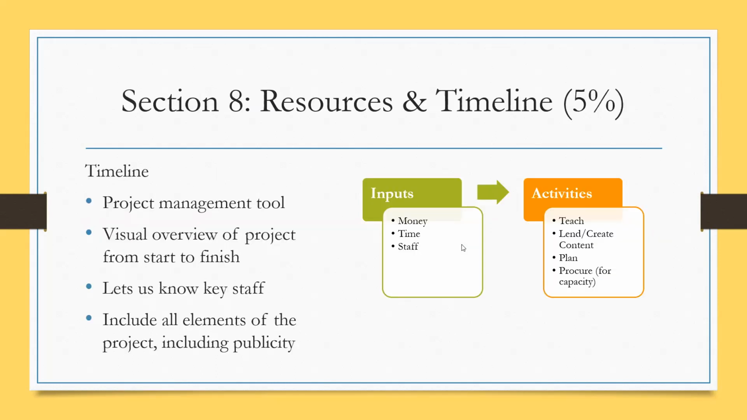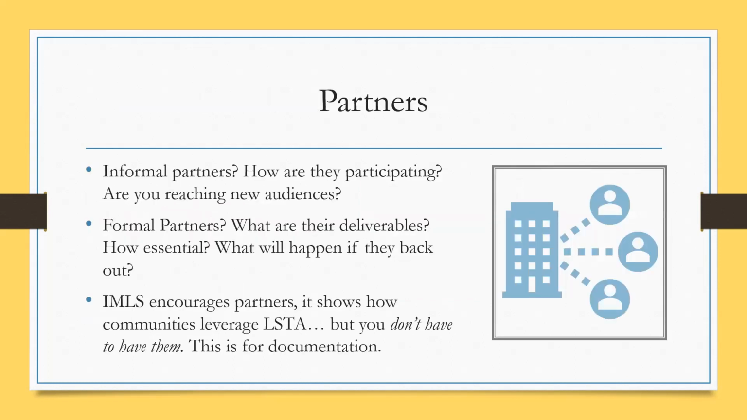Right, so we have the timeline, which is the visual overview. It's a grid. I think it's called a Gantt chart. You're going to tell us about your partners. If you don't have partners, absolutely fine. If you do have partners and they're informal partners, let us know. Provide letters of support. If they're formal partners, there's a difference between formal and informal.